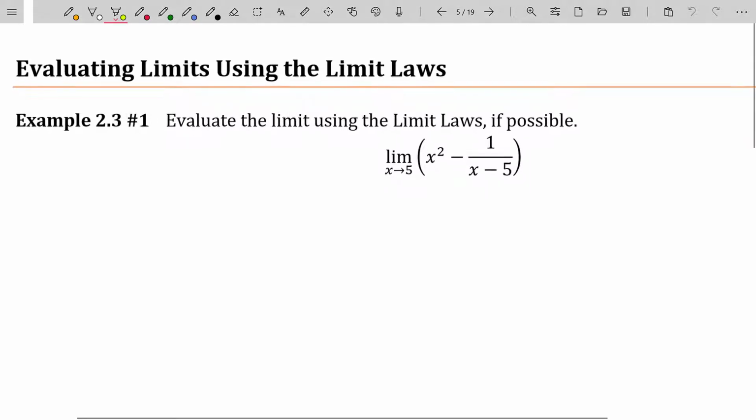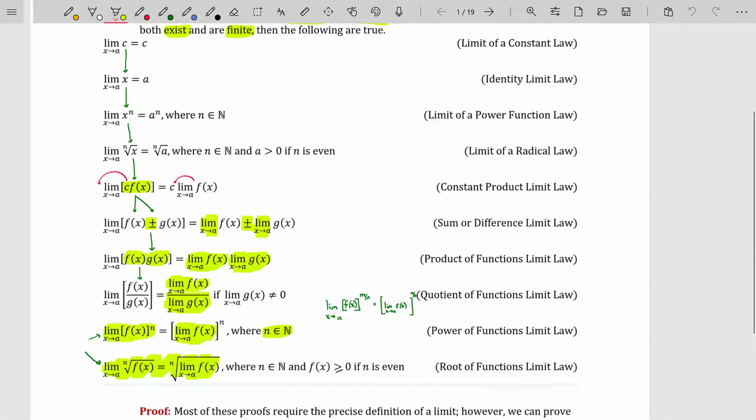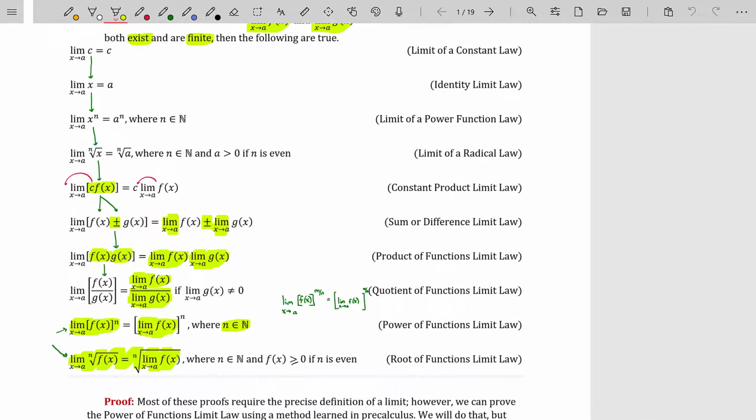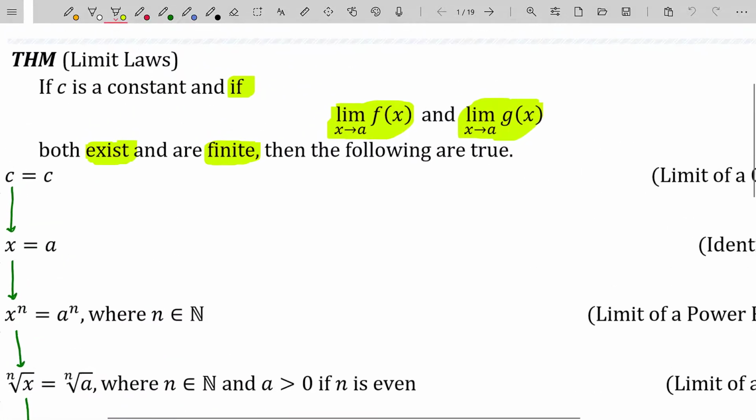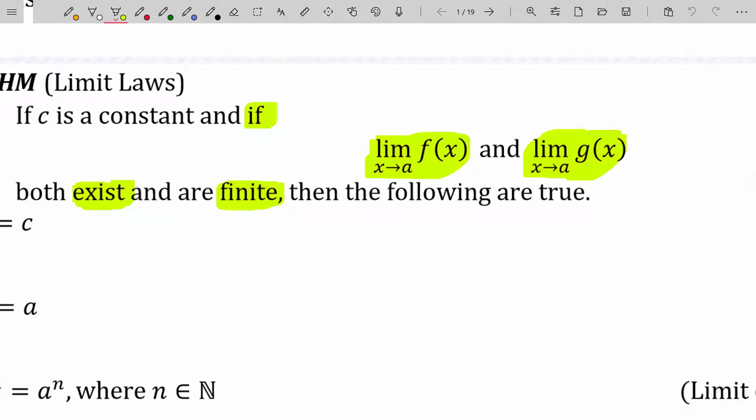Now, to remind you, we have all these limit laws that we introduced ourselves to last time. What is that? 1, 2, 3, 4, 5, 6, 7, 8, 9, 10. Oh yeah, there are 10 of them. And you can use them as long as the functions whose limits you're taking exist and are finite. That's critical. So let's go ahead and see what happens in this problem.